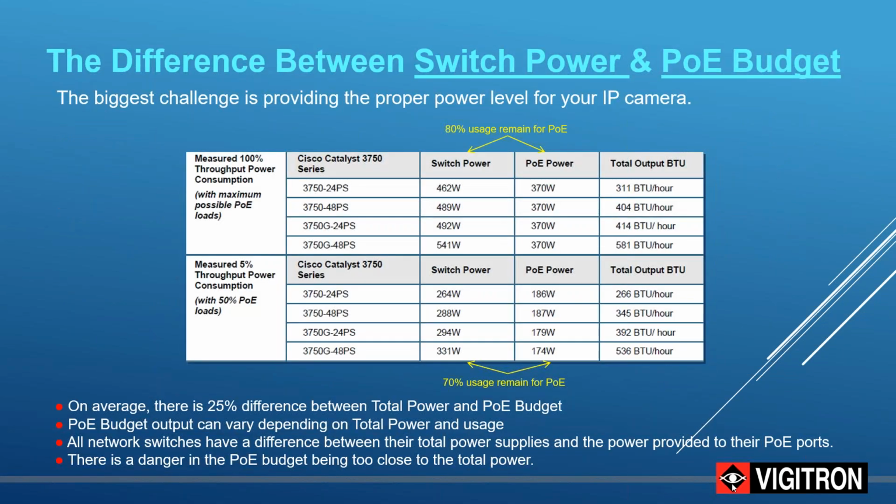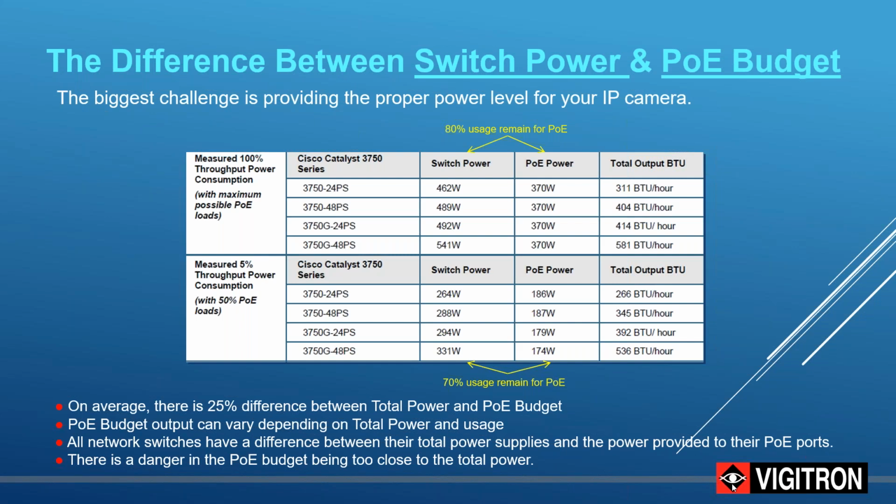The first and important is the difference between total power and PoE budget. Many network switches will only provide you with one figure for the total power. That does not represent what the PoE budget is, PoE budget being defined as the actual power that's available to drive your cameras. And that's because the switch itself requires some power. But there's also another problem.